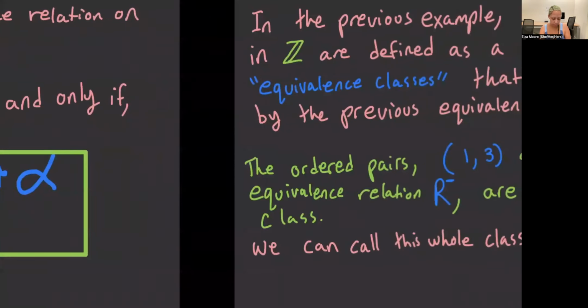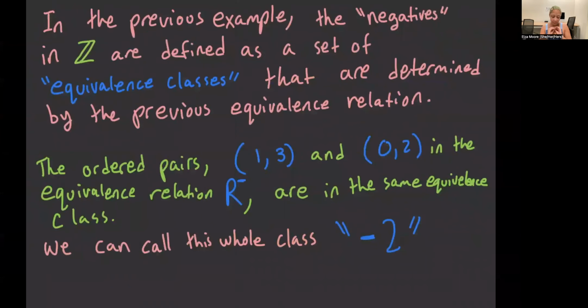So in the previous example, the negatives in the integers are defined as the set of equivalence classes. So each negative number is assigned to a certain equivalence class, which is made up of these ordered pairs that all are equivalent to each other by this equivalence relation that we defined. So if you want to know what is a negative number, the negative number is the equivalence class of all of these ordered pairs, and all of the negative numbers are all of the equivalence classes of these ordered pairs.